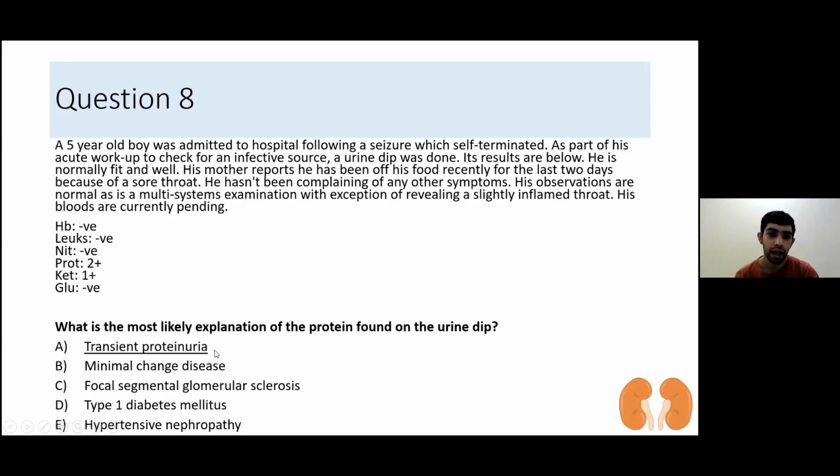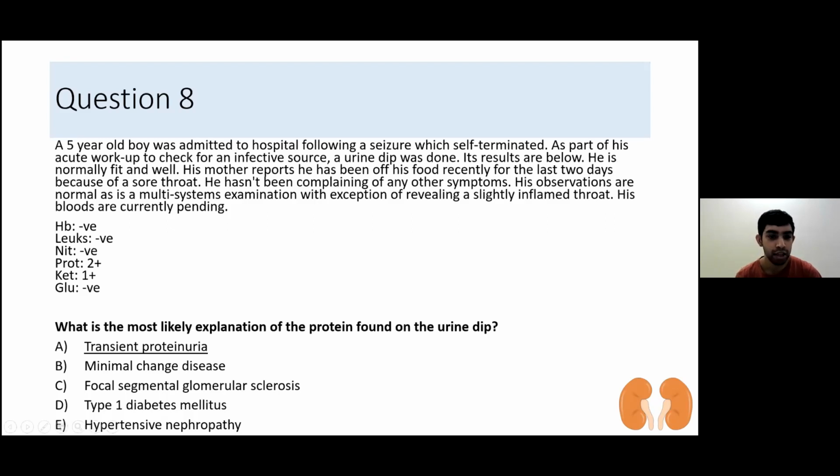With transient proteinuria, once the trigger of the proteinuria is removed, things tend to improve. Another more subacute example of transient proteinuria is pregnancy. A lot of women do get proteinuria when they're pregnant. However, once the baby is delivered, the proteinuria tends to resolve itself.